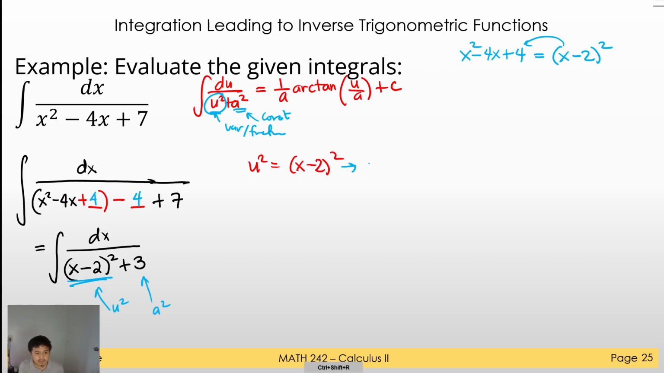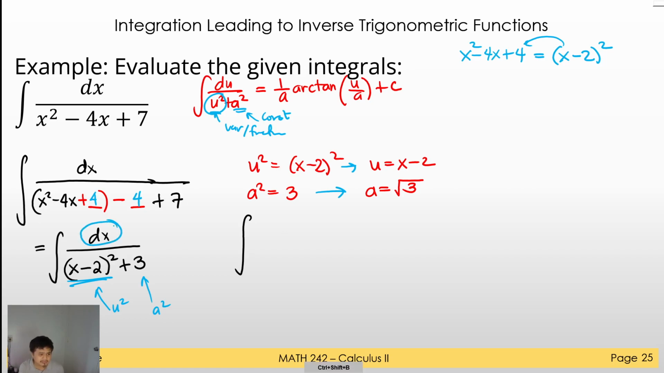So therefore, u is equal to x minus 2, right? So finding the square root of this, we have u is equal to x minus 2. And then we have a squared is equal to 3. So finding the square root of this, a is equal to the square root of 3. So therefore, we can rewrite this.